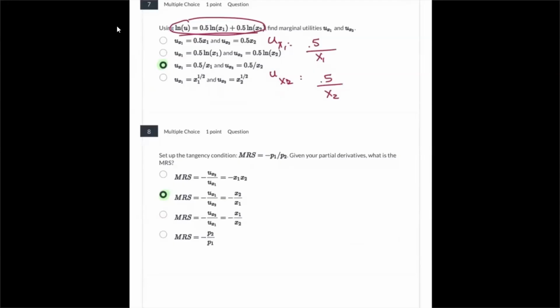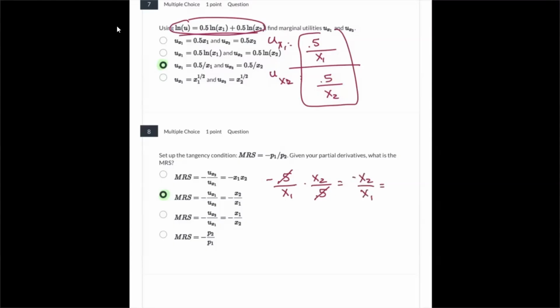Set up the condition, which is that the MRS is equal to negative P1 over P2. So what is the MRS? I'm looking at this, dividing by that. There'll also be a negative sign. 0.5 over x1. We want to divide by this thing, which is the same as multiplying by the reciprocal. So I'll just go ahead and multiply by the reciprocal. x2 over 0.5. This 0.5 in the denominator can cancel. Then I'm left with negative x2 over x1.